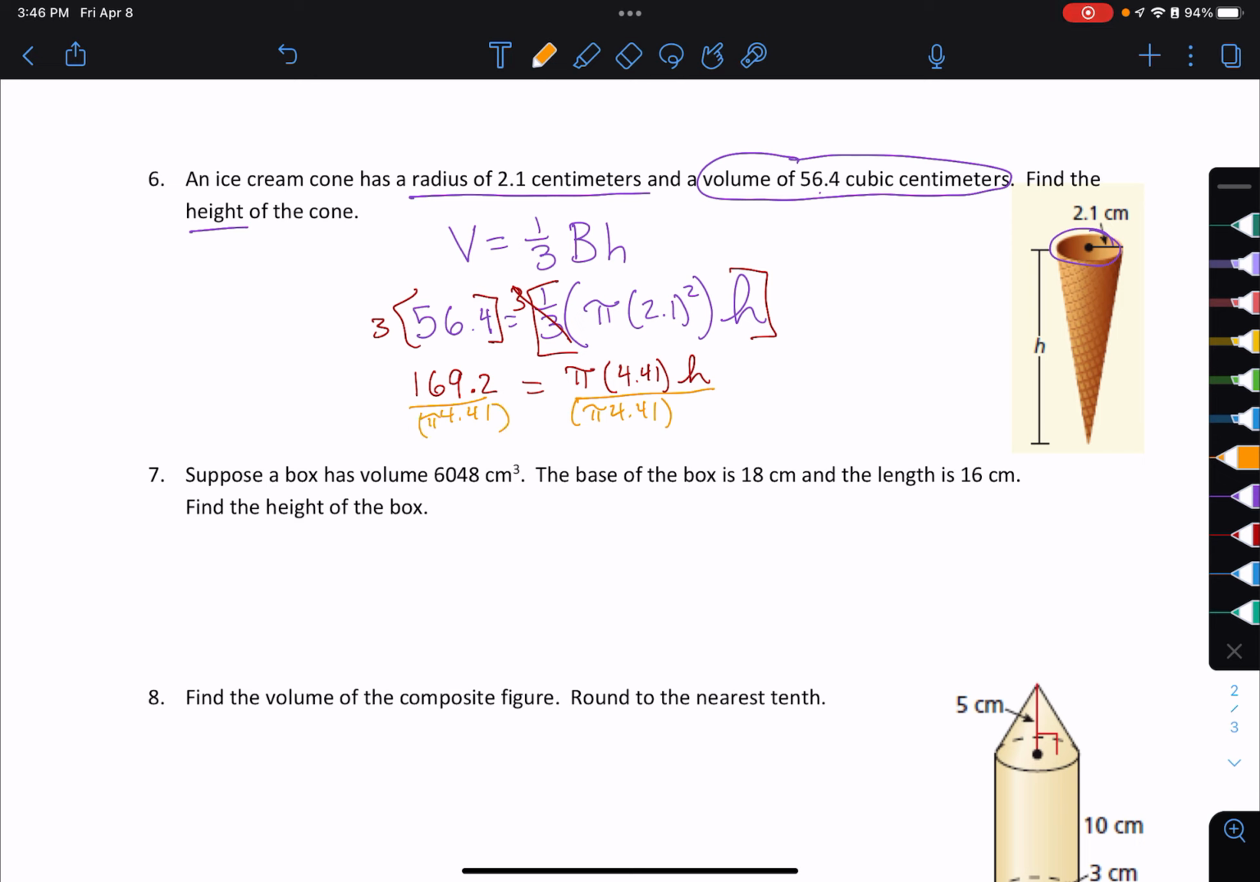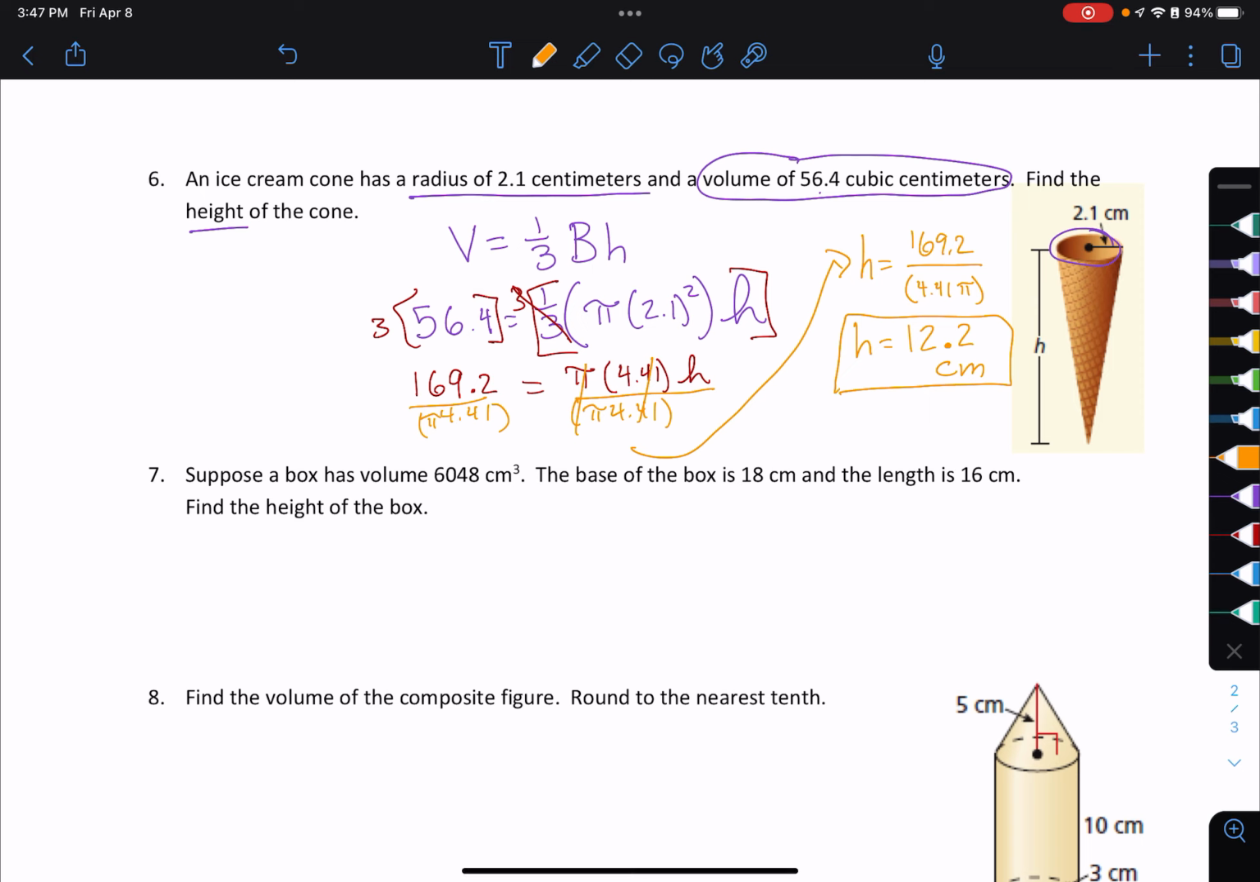And so you'll want to make sure that you do that on your calculator. If you don't put parentheses around it, you just put 169.2 divided by pi, and then you put 4.41 next to the pi, it will then multiply by that. But I want to divide by both those numbers. And so to get this correct, you should have the height is equal to 169.2 divided by parentheses. You can put the 4.41 first or the pi first. It doesn't matter. Just make sure you put parentheses around that. And so then you should get a height of 12.2 centimeters.